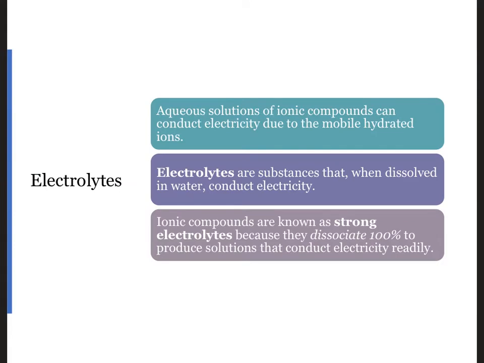The mobile, hydrated ions in an aqueous solution of an ionic compound can conduct electricity. For this reason, we call them electrolytes and rank them according to how many mobile ions they produce in solution. Soluble ionic compounds, which dissociate 100% into ions in water, are classified as strong electrolytes.